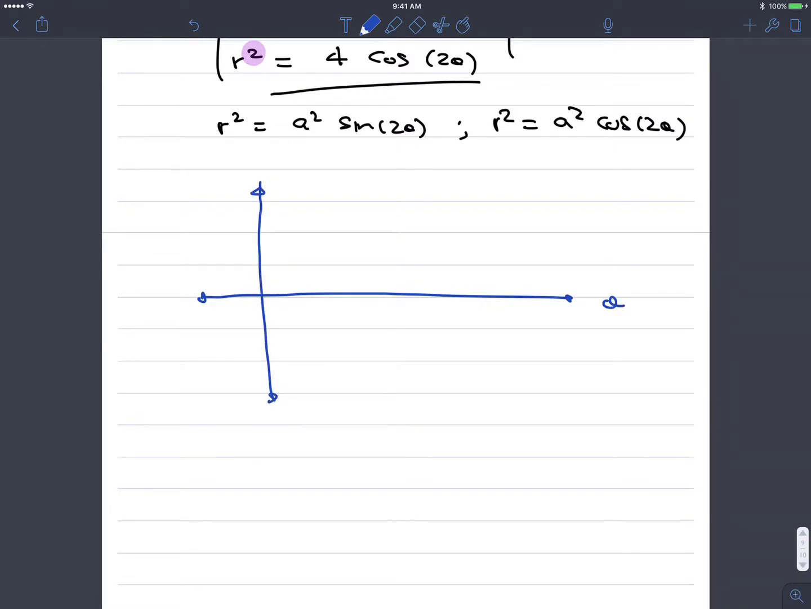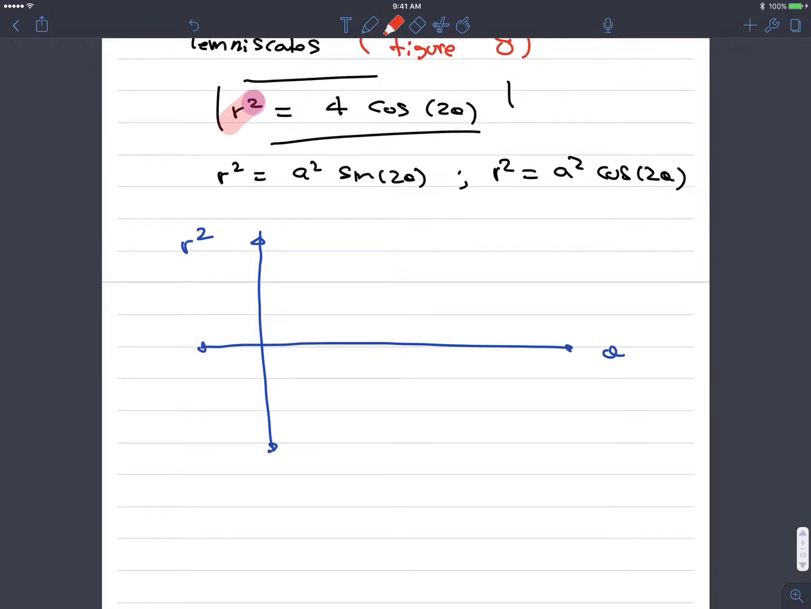Here's theta, and instead of r, we're going to call this what? R squared. Okay, you okay with that? So on my left side here, this is my vertical axis. It's going to be r squared. And I'm going to plot that versus a theta value.